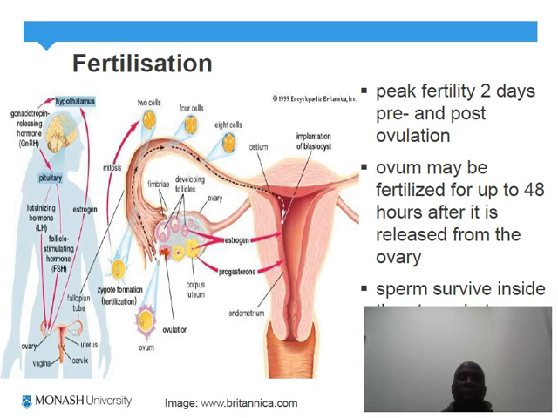Okay, let's look at fertilization. The peak time for fertilization is usually 2 days before and 2 days after ovulation, which is the 14th day. Any of those days, that period is the peak period to make a baby. And at that time the ovum may be fertilized for up to 48 hours after it is released from the ovary.